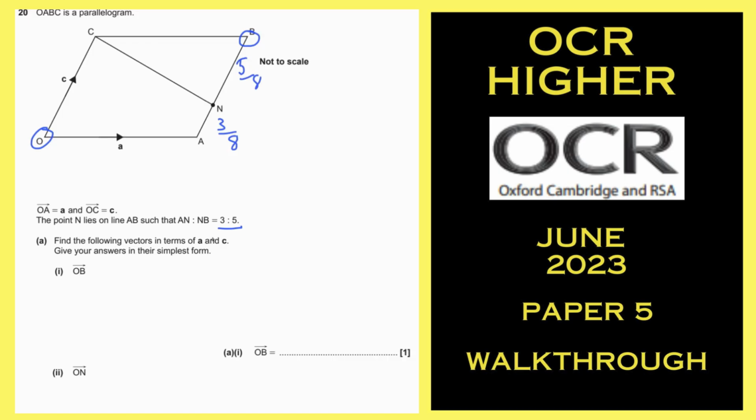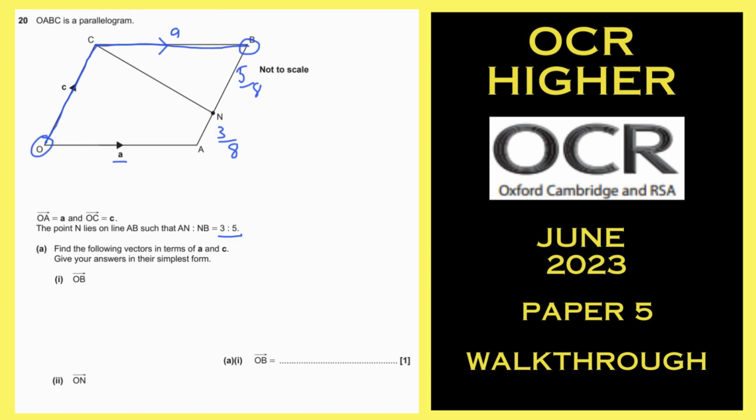Anyway, O to B, I'm going to go to C first. That's that journey. And then I'm going to go along to B. And that top vector, it is the same size and parallel to A. We can just write it as A. So how do we get from O to B? It's vector C plus vector A.